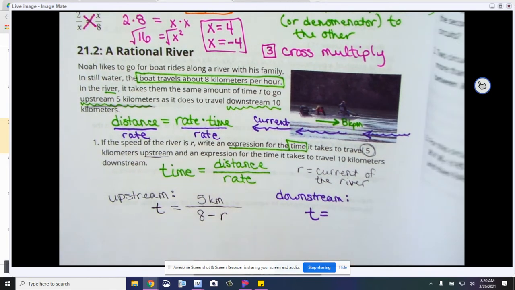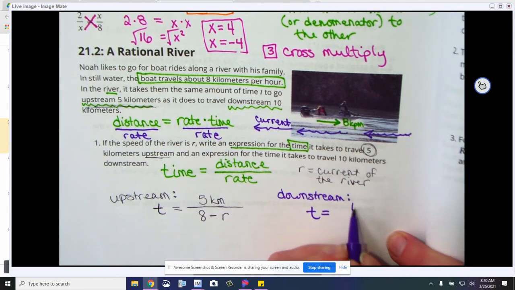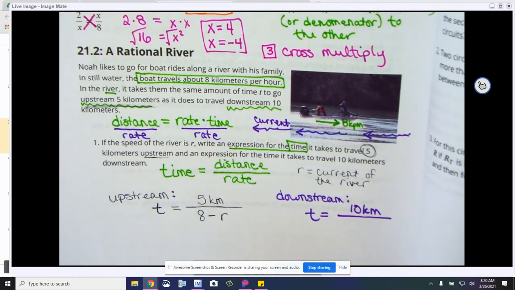Downstream is going to take a certain amount of time. What's the distance that they're able to go downstream? Nice, perfect. Right on, thanks for that. 10 kilometers. All right, so 10 kilometers downstream.